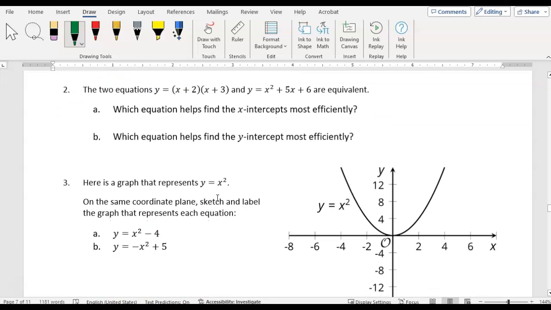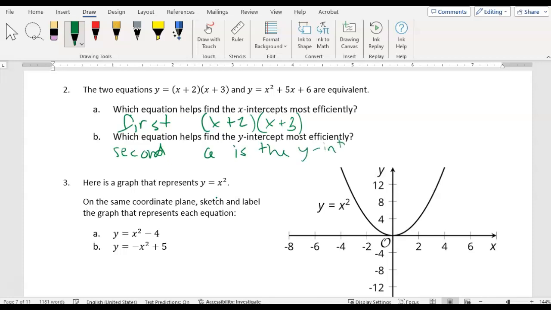All right, the two equations, y equals (x plus 2)(x plus 3) and y equals x squared plus 5x plus 6 are equivalent. Which equation helps find the x-intercepts most efficiently? That would be the first, which is in factored form, because we can see that the values that would make that 0 would be -2 and -3. Which equation helps find the y-intercept most efficiently would be the second, or standard form, because 6 is the y-intercept.